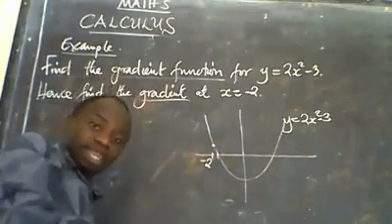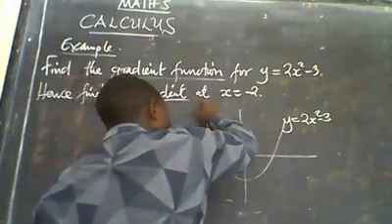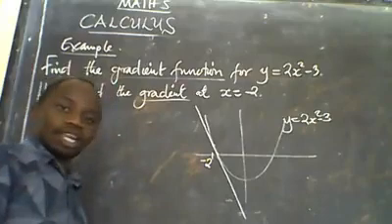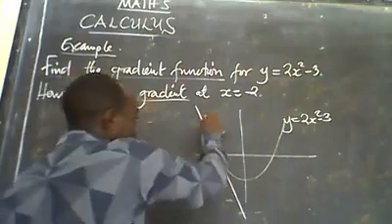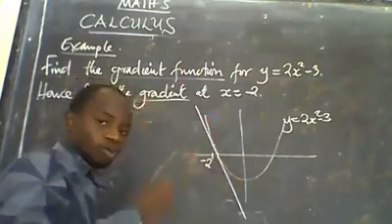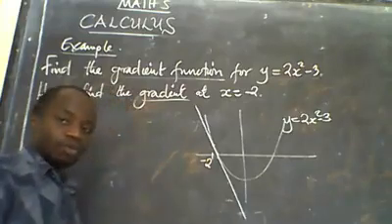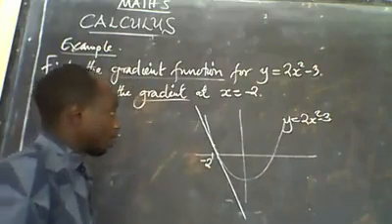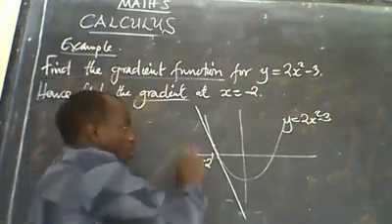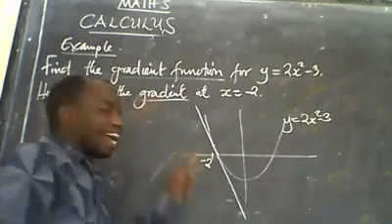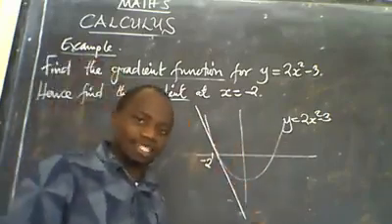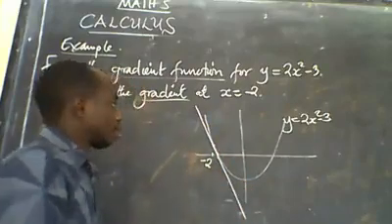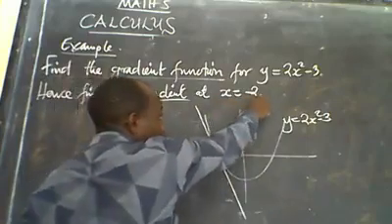Then in that method, actually we have to draw a tangent. After drawing the tangent, we can get any 2 points on it, then we use gradient is equal to y2 minus y1 over x2 minus x1. But that is not what we want to do. We want to go direct and find the correct answer, because this one will just be an estimate. So how do we do that? We are told that y is equal to this, right?